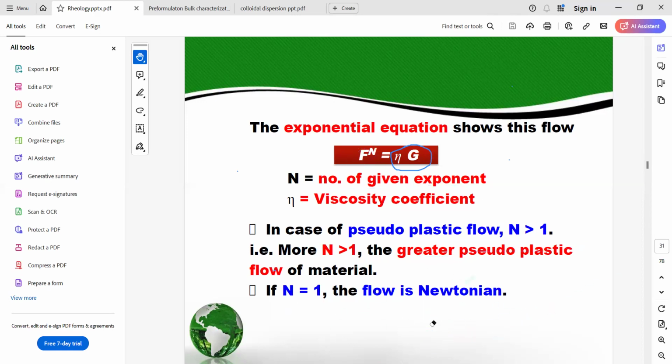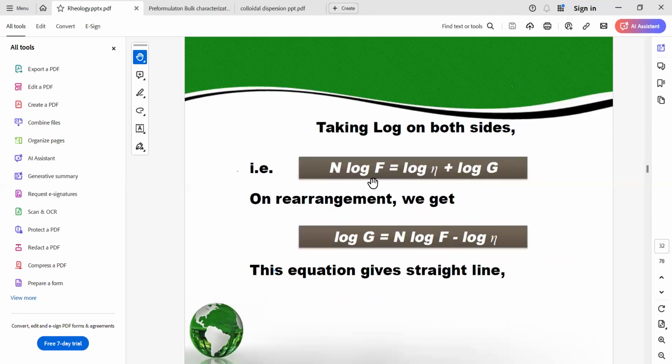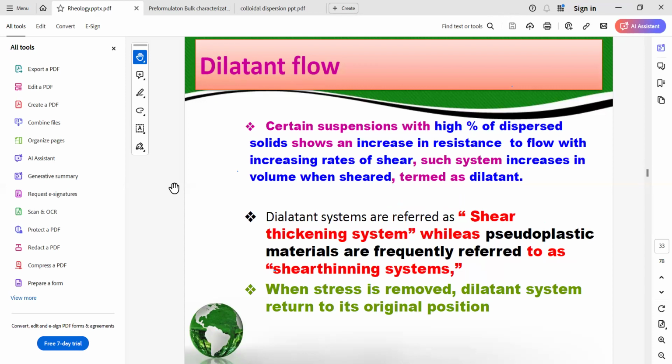Now we'll see one example of the dilatant system, and then we'll move to colloidal particles and colloidal dispersion. Okay. Then dilatant flow. These systems are also known as shear thickening systems. It means that as you increase the shearing stress, their viscosity will also get increased. As you increase the shearing stress, the viscosity also increases.